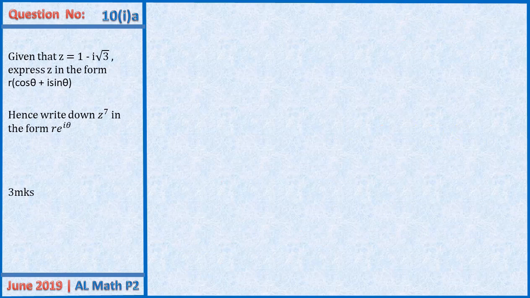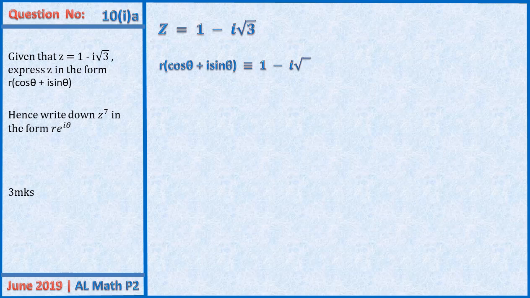So this brings us to the last question for June 2019, paper 2, 770 and 765. So given z equals 1 minus i root 3, express z in the form r cos theta plus i sin theta. So z is equal to 1 minus i root 3. r cos theta plus i sin theta is identical to 1 minus i root 3.